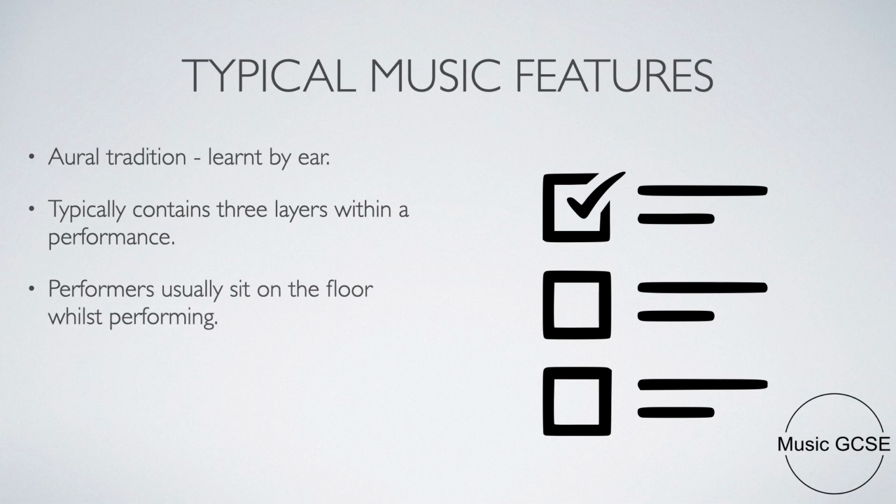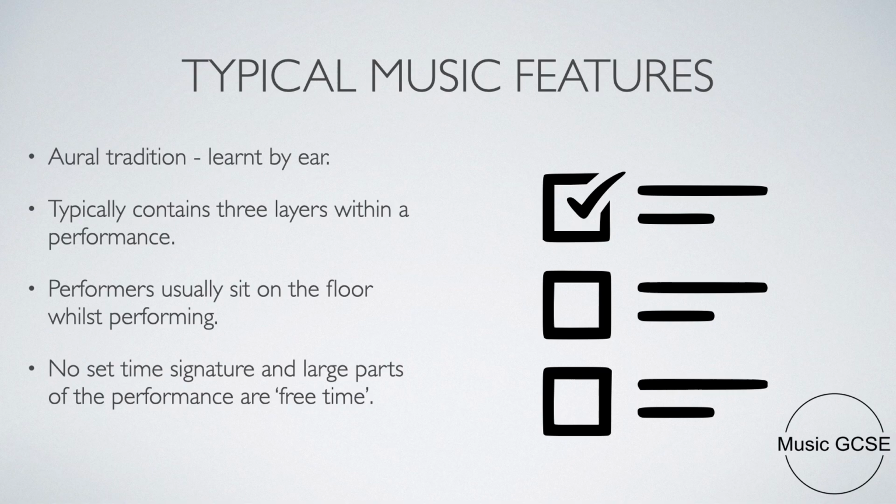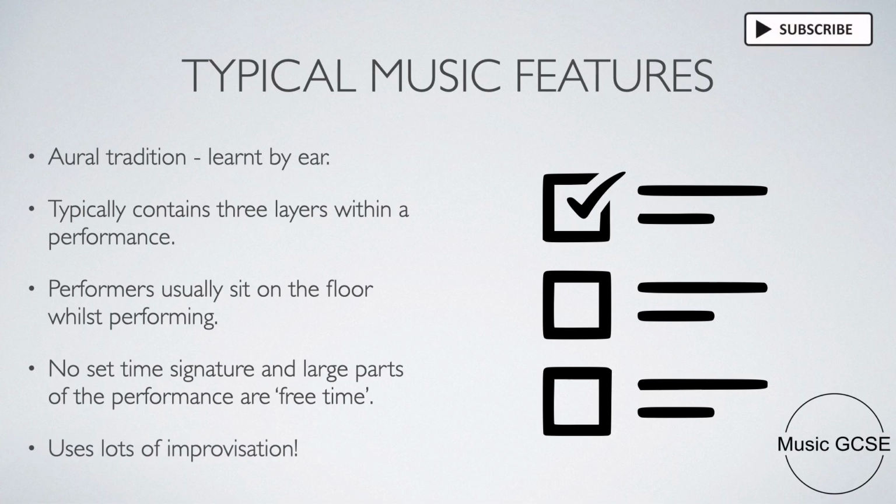Indian classical music will usually be performed in concert halls where the performers will be sat on the floor. Typically there'll be no set time signature and large parts of the performance can be free time, meaning it can speed up and slow down as the performers wish. And Indian classical music will use lots of improvisation, which we will talk about a little bit later.